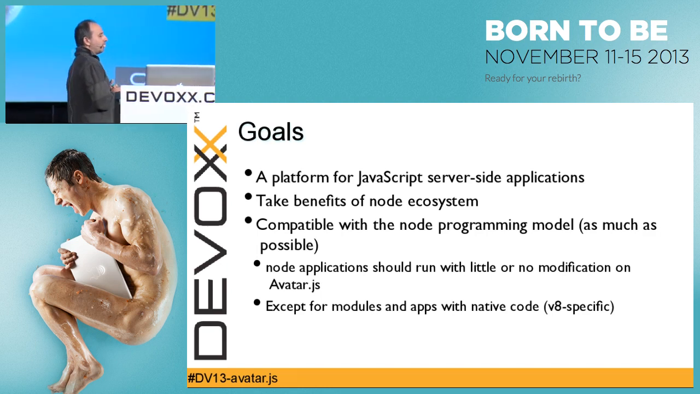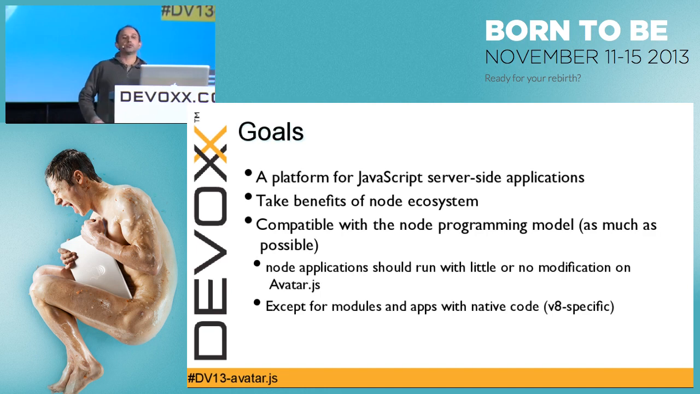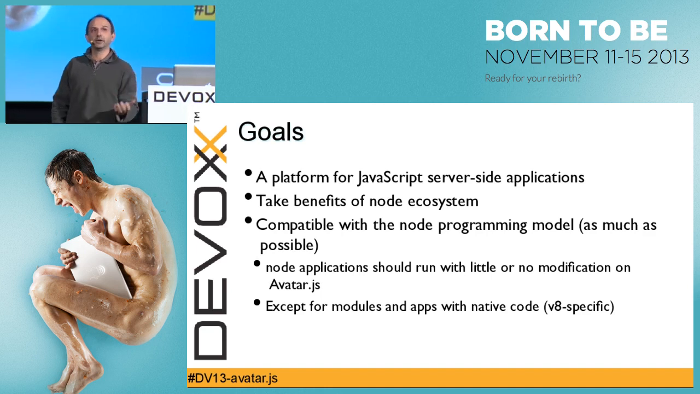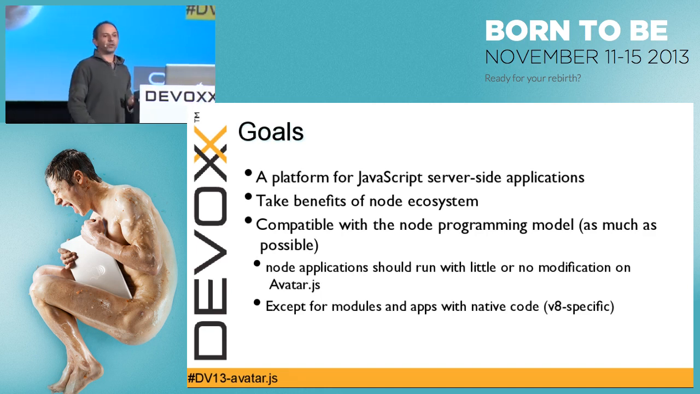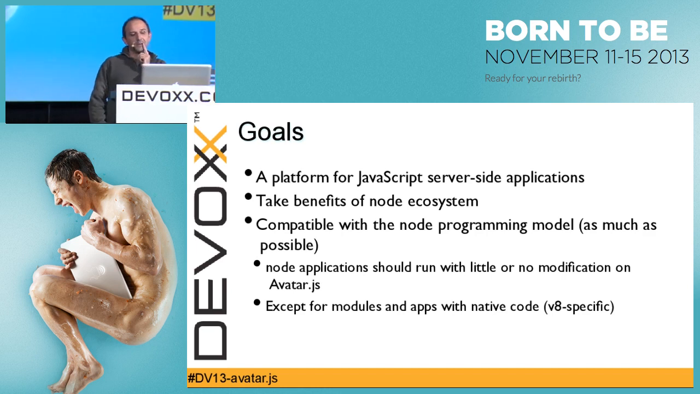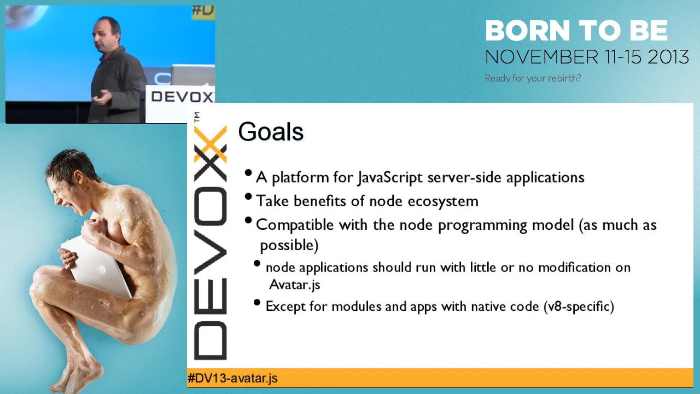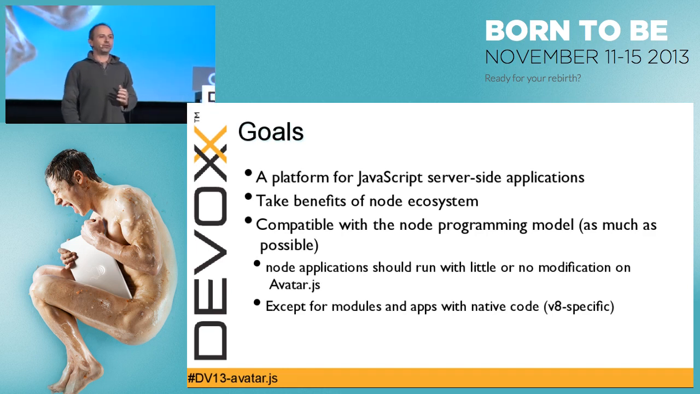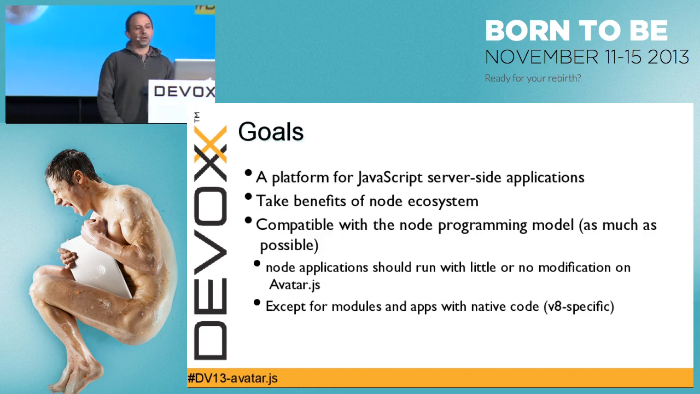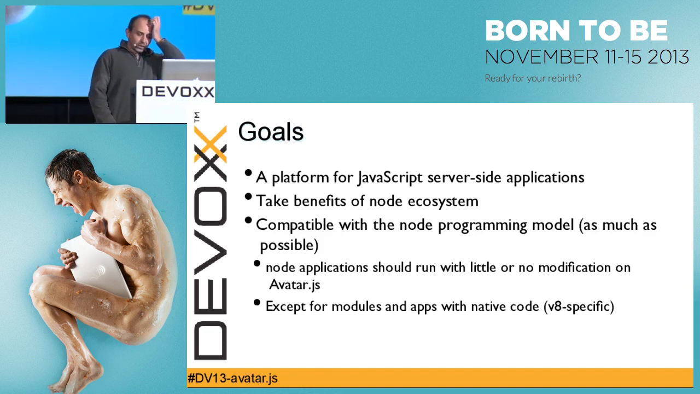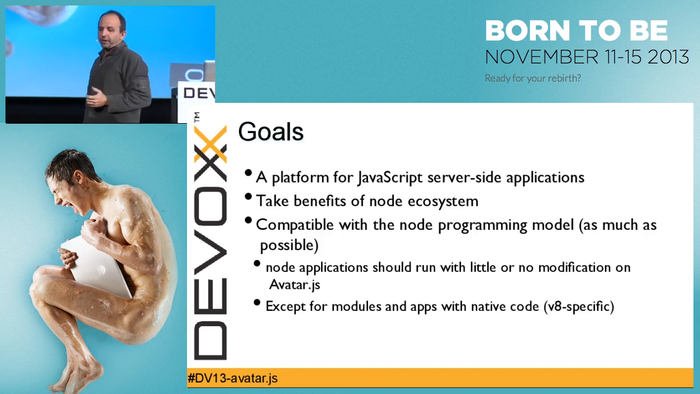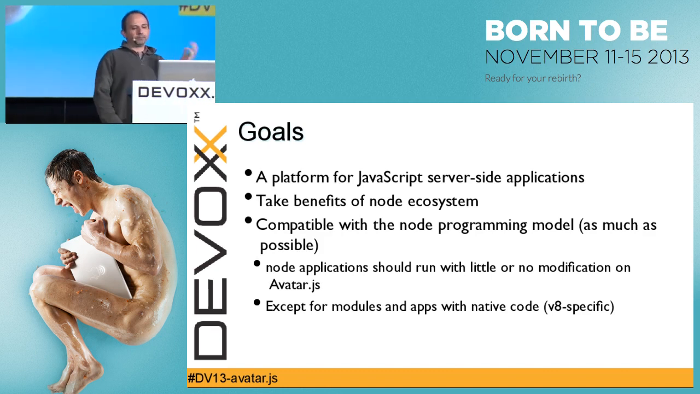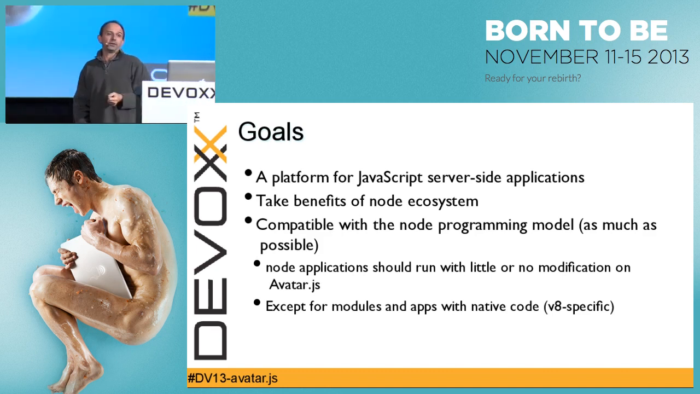It's a way for Java developers to be able to reuse all these very nice modules and applications that are out there. Very reusable, very good pieces of software, and make this software run as unmodified as possible on top of our platform. So if your Node modules or applications have no native dependency, they should run unmodified on Avatar.js.